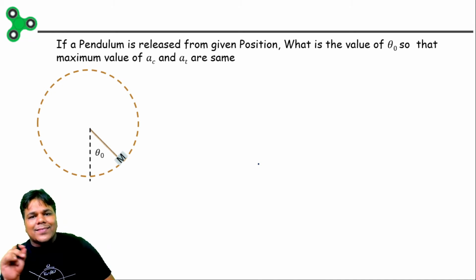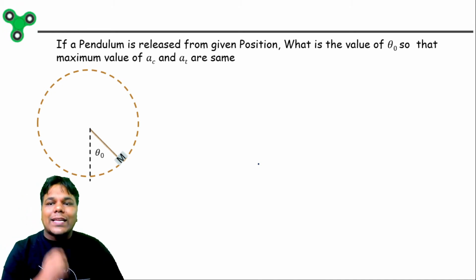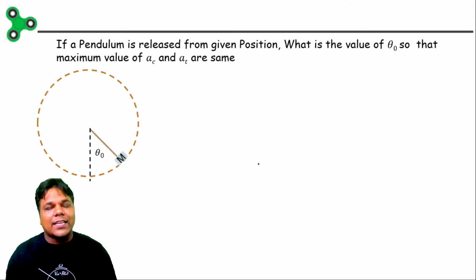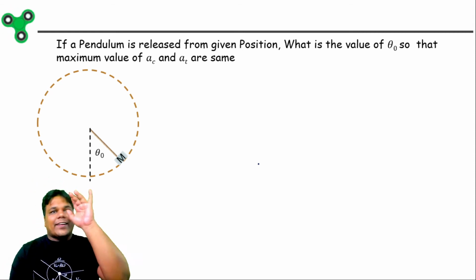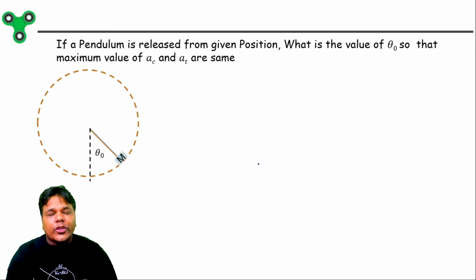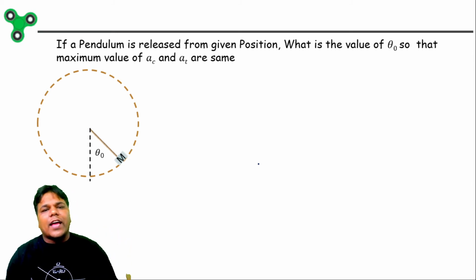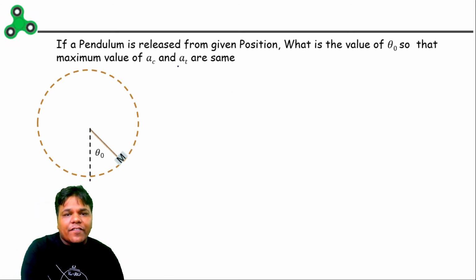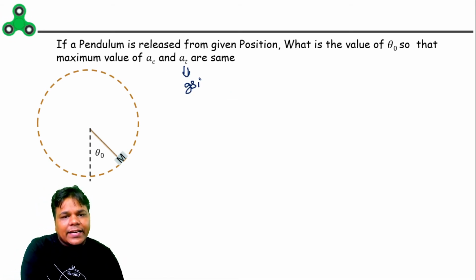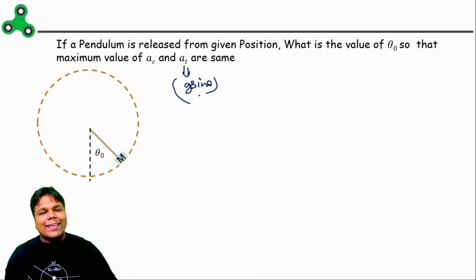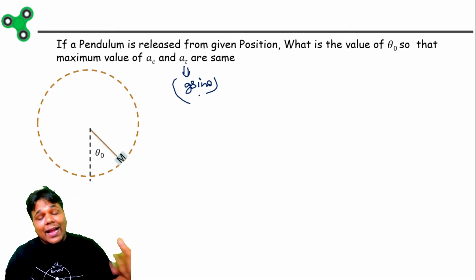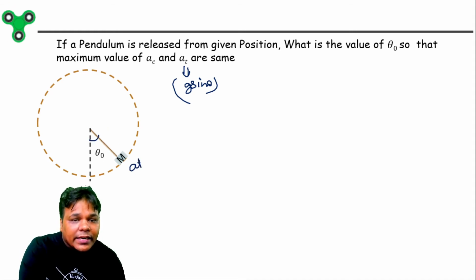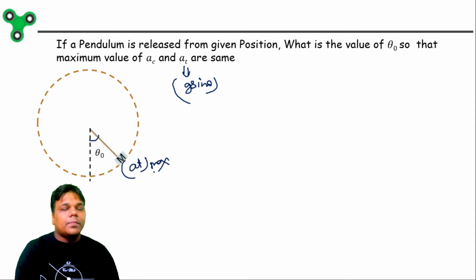If a pendulum is released from the given position, what is the value of theta naught so that the maximum value of AC and AT are the same? That is a very good question, guys, and you can do it in a twist of time with a snap of a finger. How? Let me tell you. What is the formula of AT? AT is g sin theta. So as theta increases, AT will increase, and AT means g sin theta. So at this point, AT is maximum.